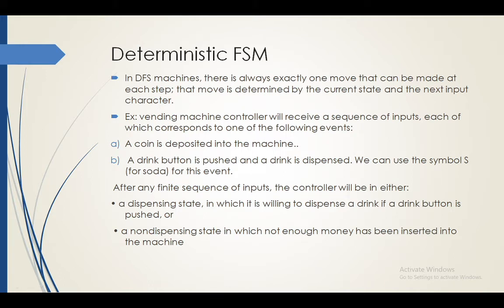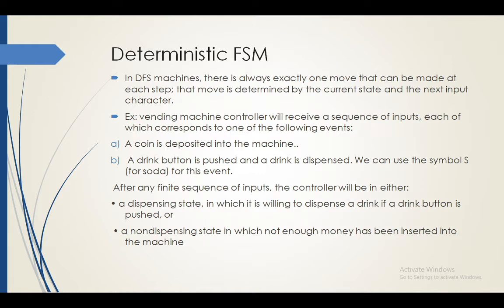Next, move to the first class of the finite state machine, that is deterministic. Deterministic, the name itself indicates the path is determined; after accepting some input, where I should go is determined. So it is called deterministic finite. Everything is determined. What will be the future is already predicted, or determined. That's why the name given is deterministic finite state machine. In a deterministic finite state machine, there is always exactly one move that can be made at each step. That move is determined by the current state and the next input character. So you are going to change the state based on the current state and the input character read. So exactly one move is made at a time.